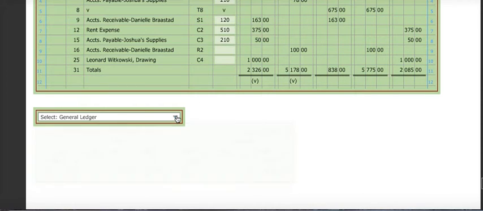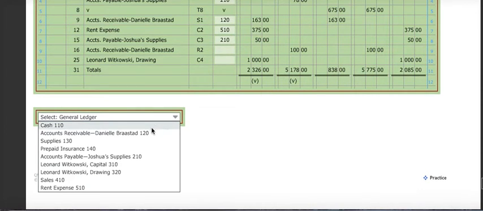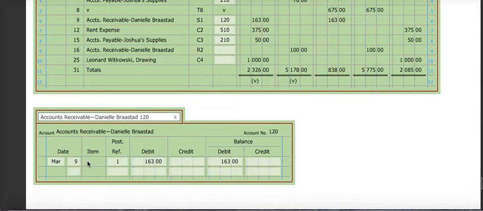Going back, on the 16th, we have accounts receivable, Danielle Braistad, $120. We have another two-step transaction for this one. On the 16th, we have a credit of $100 from journal page number 1. So we have $163 debit minus $100 credit gives me $63 left in my debit, because that's still the larger number of the two. Last step, take this 120 account number and put it under my post ref number.